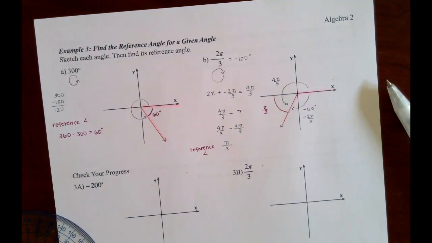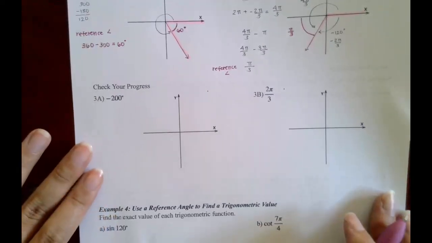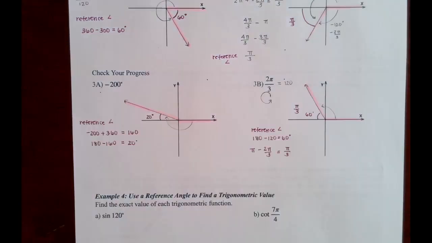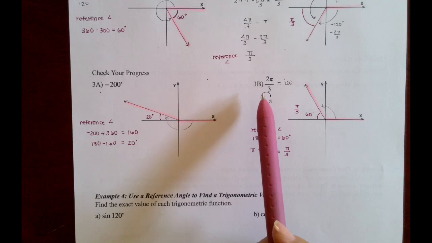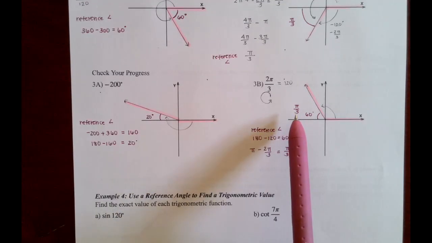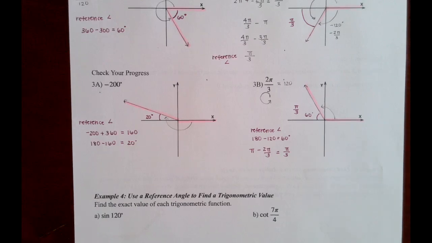That's the measure. Okay. So why don't you try CYP 3A and 3B, and then once you're done, come check the answer. Okay, so your reference angle for the negative 200 degrees is 20 degrees, and your reference angle for 2 pi over 3 is pi thirds. If you got that right, you can move on to the next example. If not, here is your explanation.